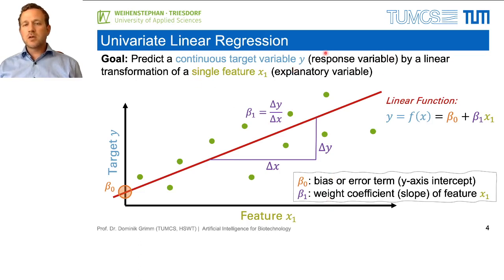So to summarize this, the goal in regression is that we would like to predict a continuous target variable y, which in statistics is called the response variable, by a linear transformation of our single feature x1. And that's usually called the explanatory variable.